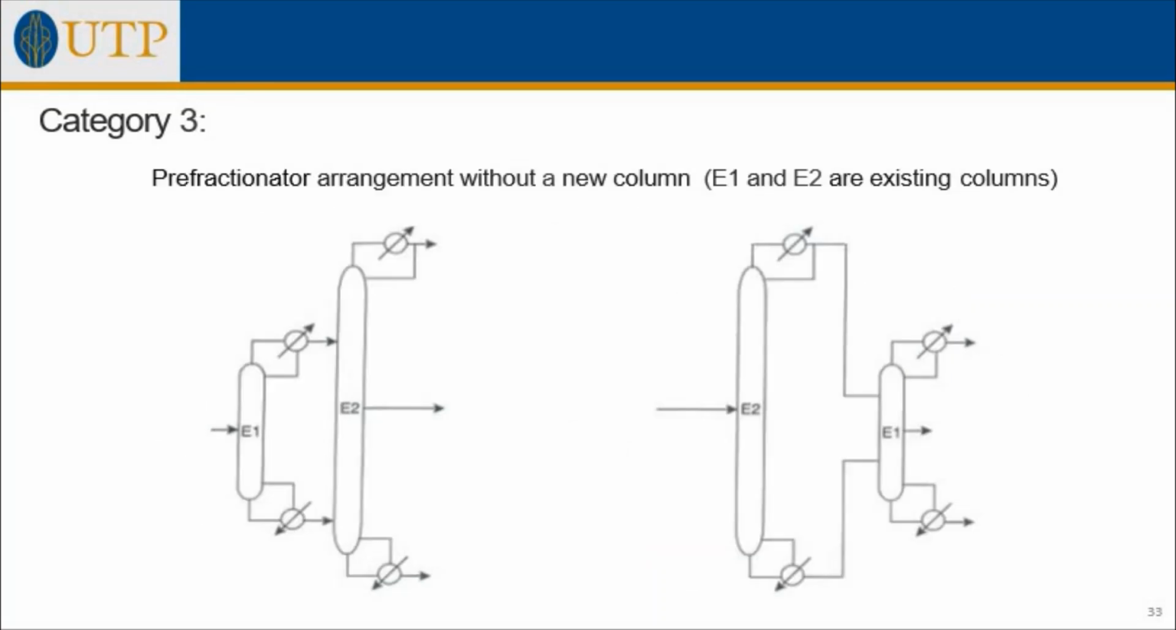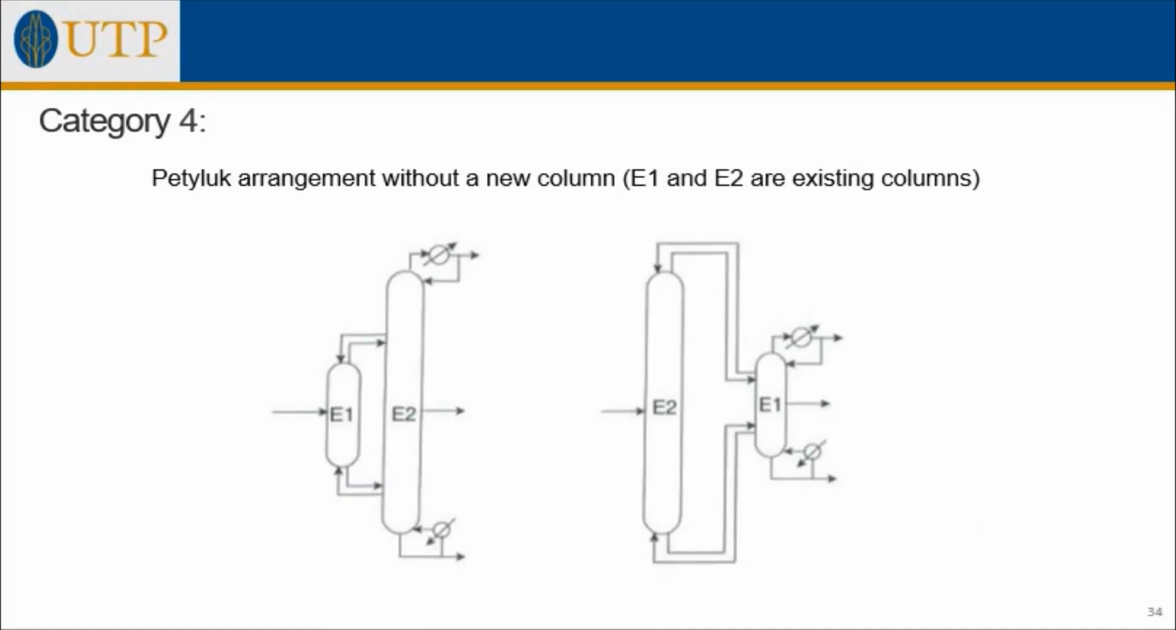For category 3, a prefractionator arrangement without a new column can be achieved, whereby E1 and E2 are existing columns as shown in this slide. You have the top product, bottom product, as well as the side streams. Also in category 4, the Petlyuk arrangement without a new column can be achieved, similar to category 3, whereby E1 and E2 are the existing columns. The only difference here is you have the thermally coupled line.